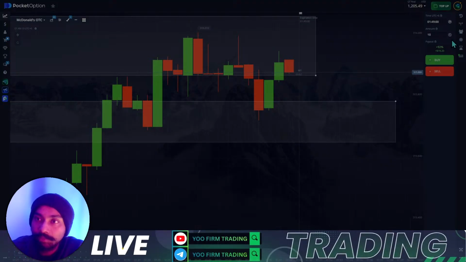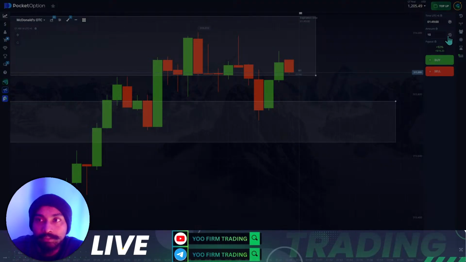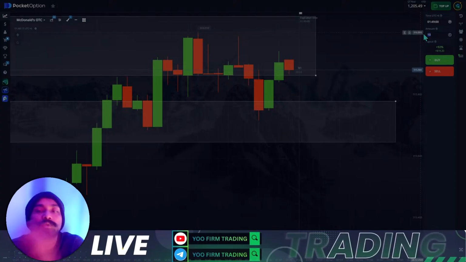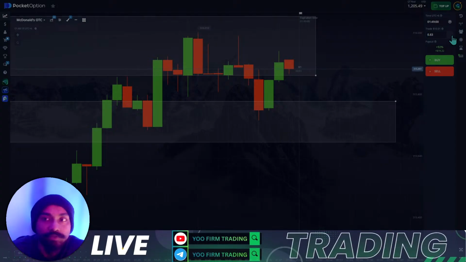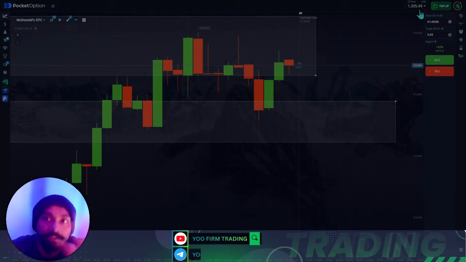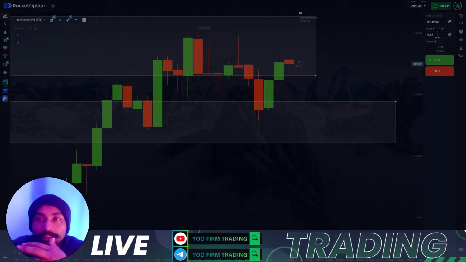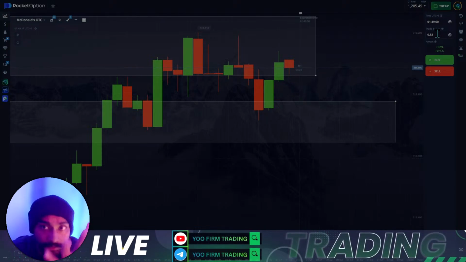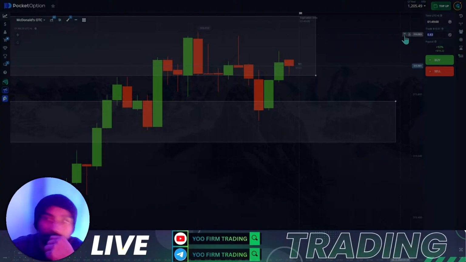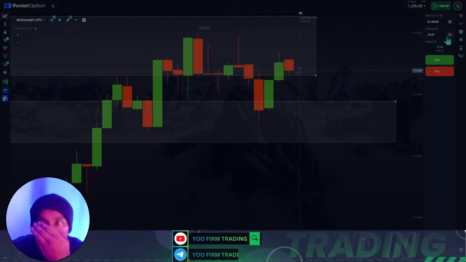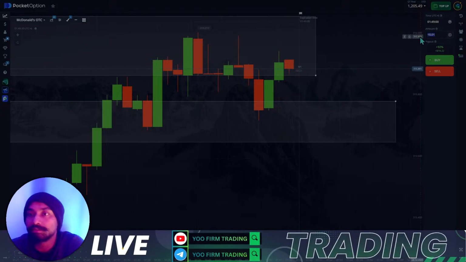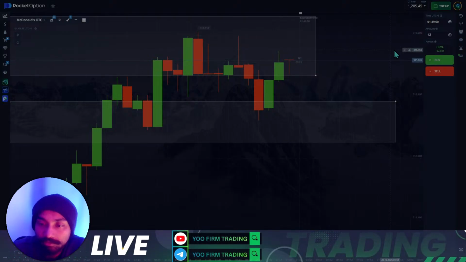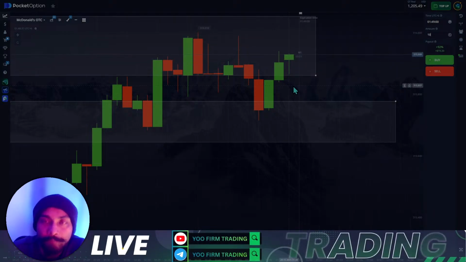If you choose this, that means you are going to trade on amount. And if you choose this, that means you are taking a percentage of it. So $12 is like 0.83 percent of my total capital, right? So I'm not going to choose this, I'm going to choose this. So it's $10 per trade, right?